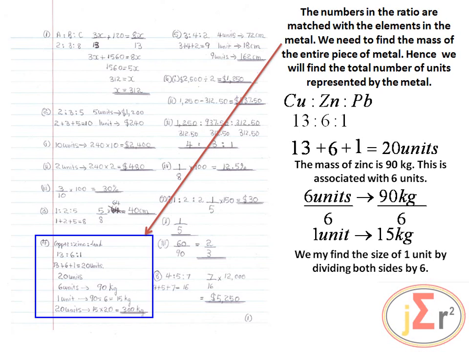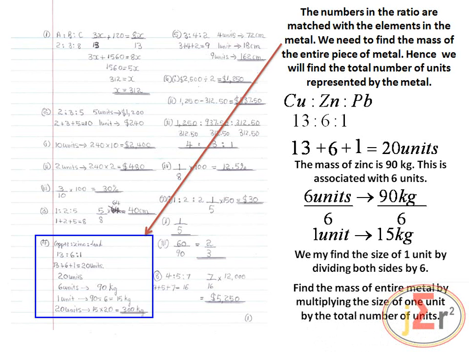And we need to find the mass of the entire metal. We take the size of 1 unit, and the entire metal is 20 units. So it's 20 times that. 20 times the size of 1 unit. So 20 multiplied by 15, and that is equal to 300 kilograms. As easy as that.